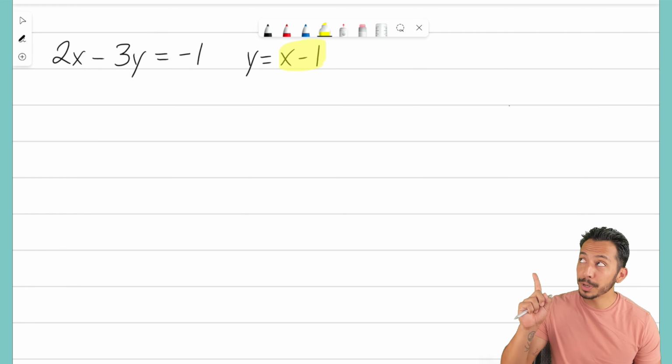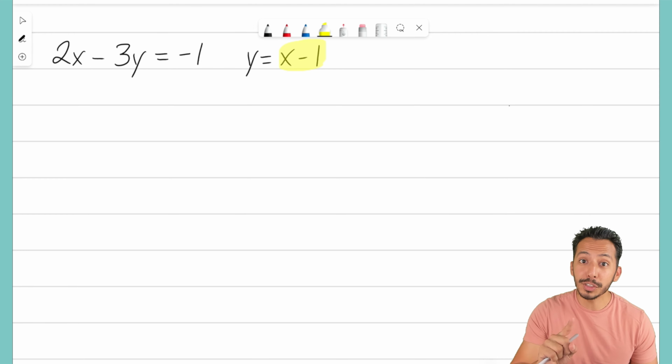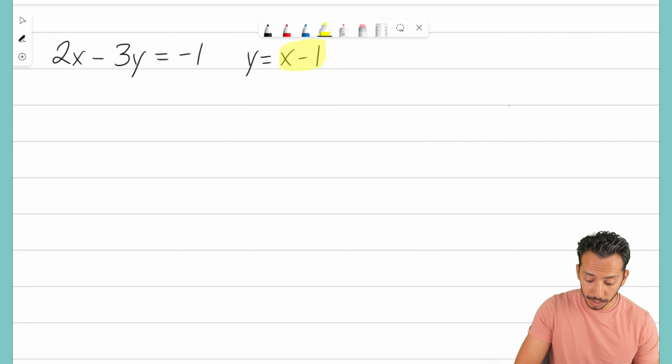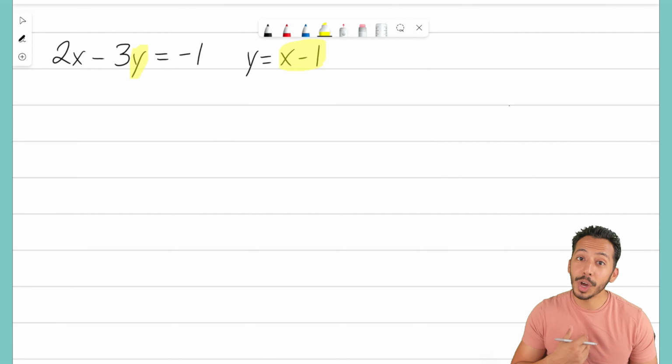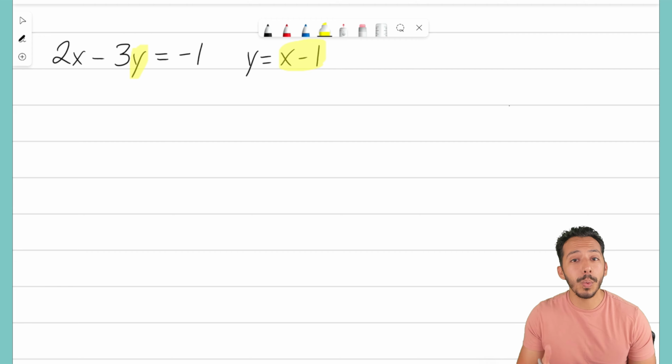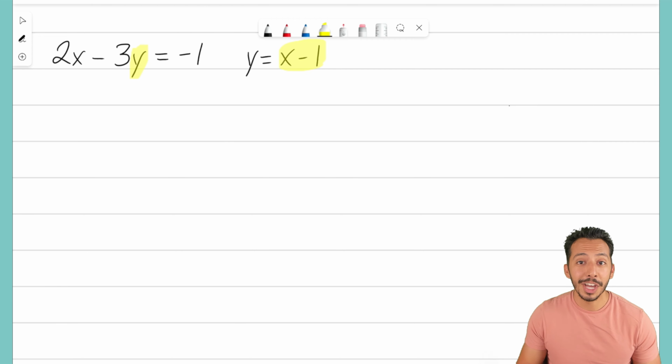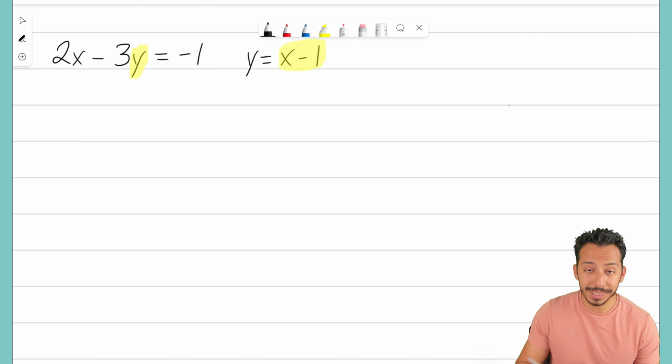Well, guess what? I'm going to look at that second equation up there. I'm sorry, that first equation up there. And notice that I also see a y there. Well, we know the value of y. We know that y equals x minus 1. So here's where the substitution method comes into play.